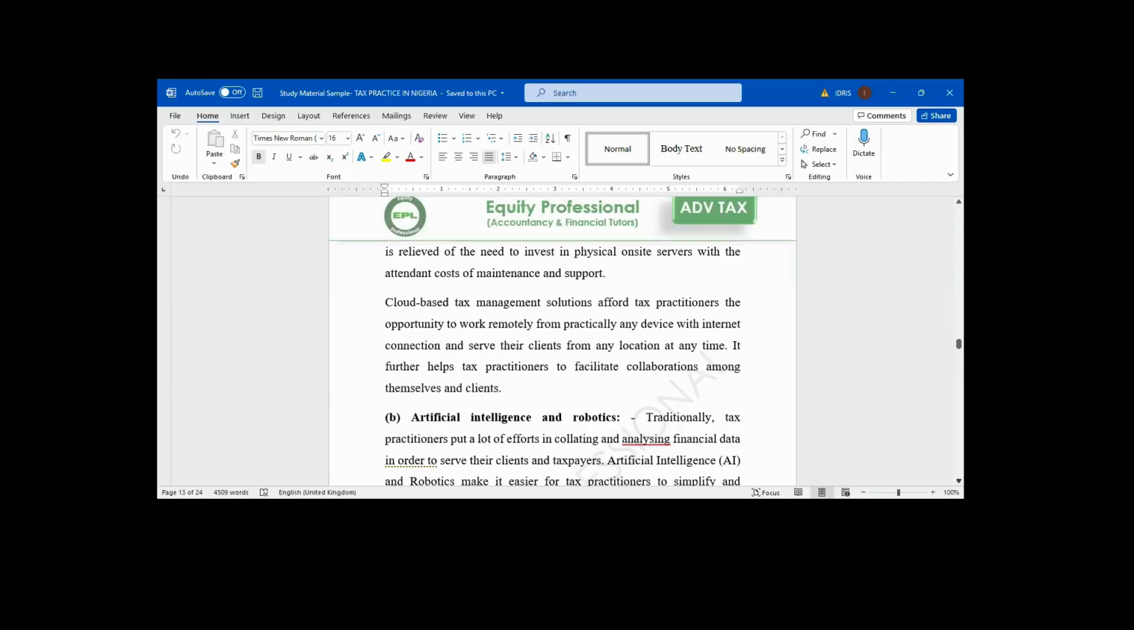So one of the disruptive technologies in the tax industry is cloud computing technology.